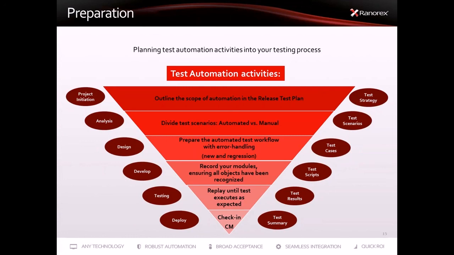Testing. We're going to replay this until the test executes as expected. We've seen so many times that the automated testing life cycle takes longer to implement than a manual test case. That's because we're replaying it and re-tweaking it and constantly making sure that it's as robust as possible. Once we get it to that point, we can safely run this without it breaking.